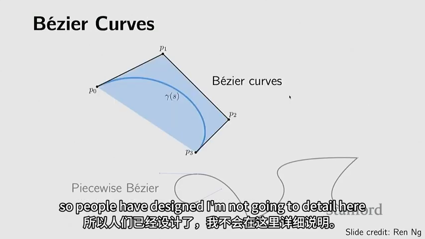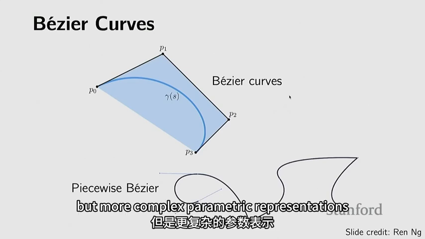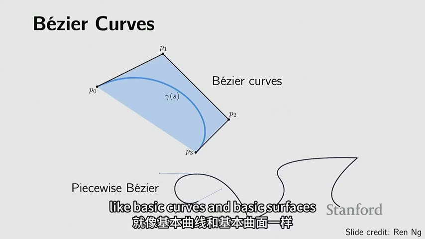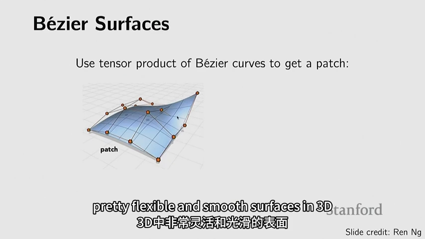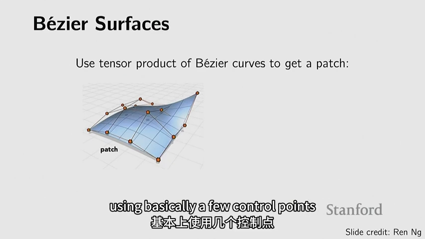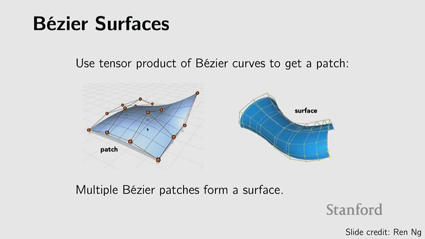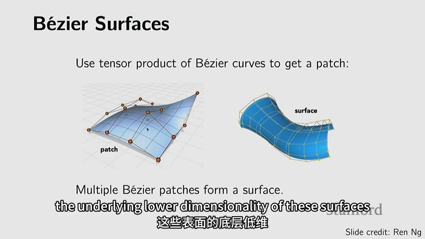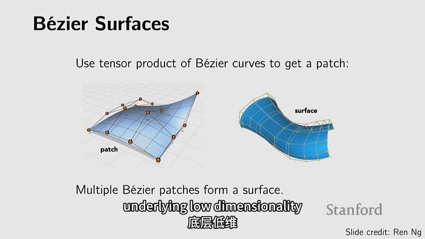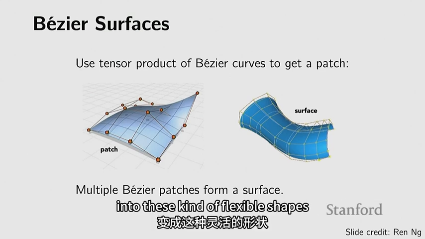So people have designed, I'm not going to detail here, more complex parametric representations like Bezier curves and Bezier surfaces, which allow you to represent pretty flexible and smooth surfaces in 3D using basically a few control points. So you use these Bezier functions to capture the underlying lower dimensionality of these surfaces, and then you can map the underlying low dimensionality into these flexible shapes.